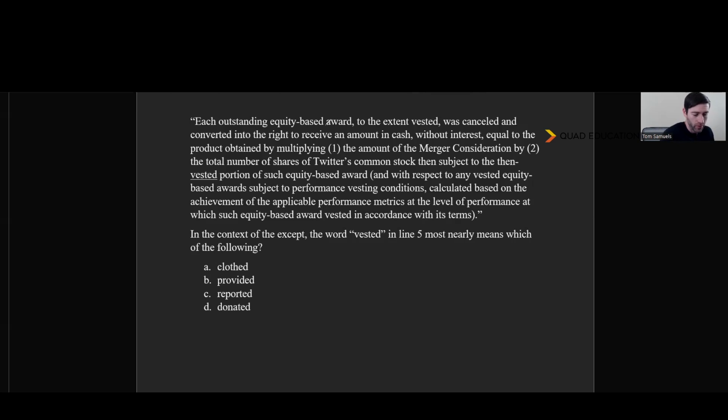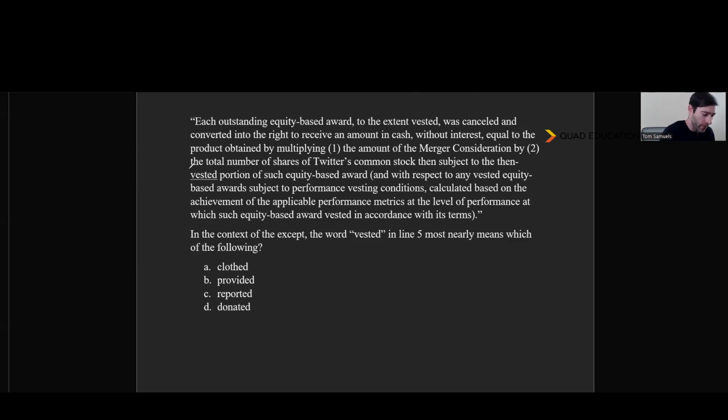Each outstanding equity-based award to the extent vested was canceled and converted into the right to receive an amount in cash without interest equal to the product obtained by multiplying 1, the amount of the merger consideration, by 2, the total number of Twitter shares of common stock then subject to the then vested portion of such equity-based award, and with respect to any vested equity-based award subject to the performance vesting conditions, calculated based on the achievement of the applicable performance metrics at the level of performance at which such equity-based award vested in accordance with its terms. So a bunch of financial gobbledygook there.